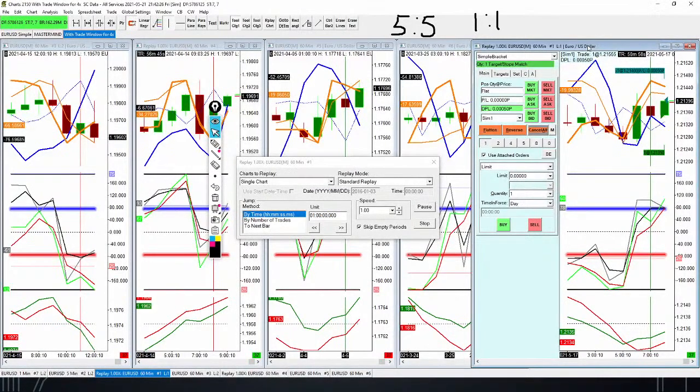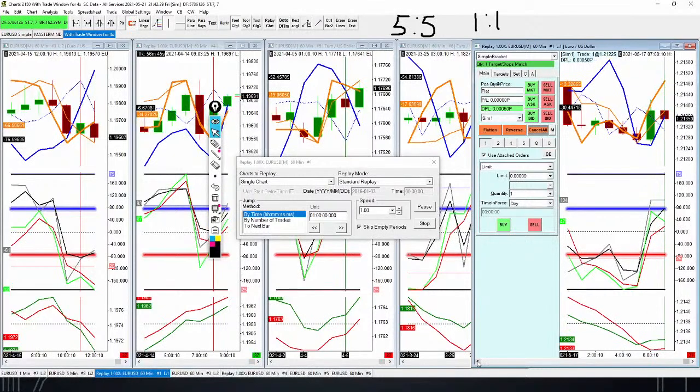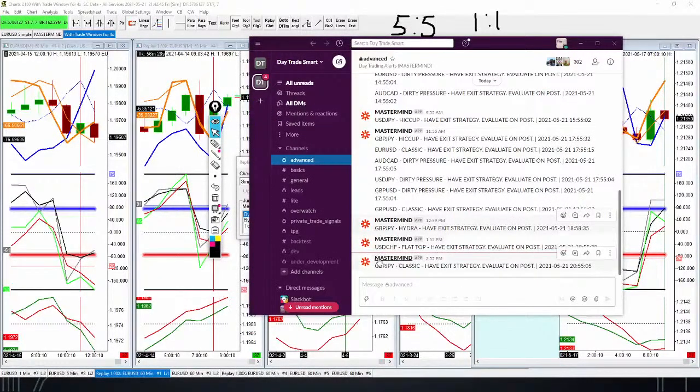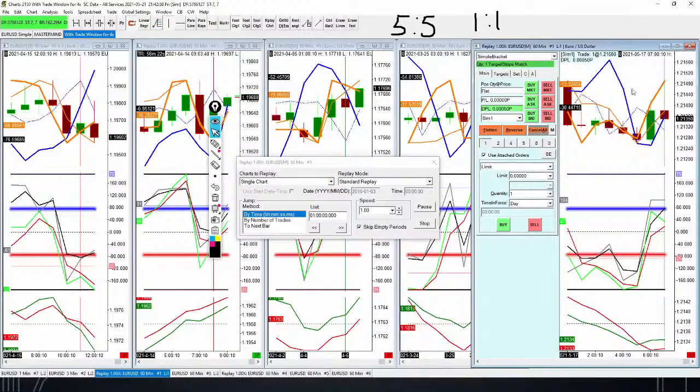So that would have been just fine. So again, what did we do? We may not have even been paying attention to the setup or the market, looking at our indicator. We may not have been doing any of that, right? And then an alert comes in, and it chimes on our phone, and it says Euro USD Hydra. And we go to our charts, and sure enough, we see a Euro USD Hydra.